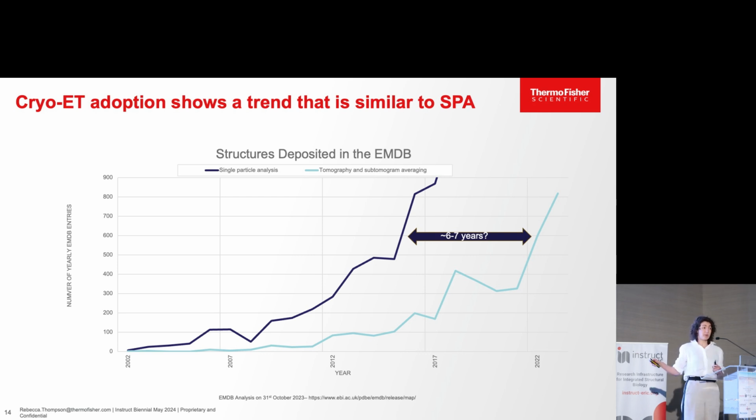It's quite interesting, if we look in the PDB trends and see how many structures have been deposited using single particle analysis versus cryo-electron tomography, the curves show a lag of about 6 to 7 years. So if we think about how widely single particle has been adopted, if the trend continues, we'd be looking at 6 to 7 years before cryo-electron tomography had a similar adoption.